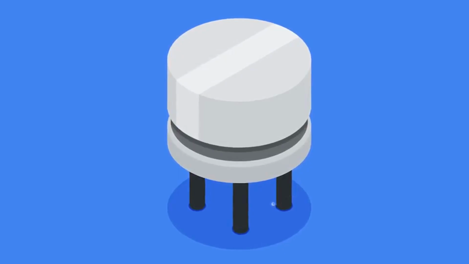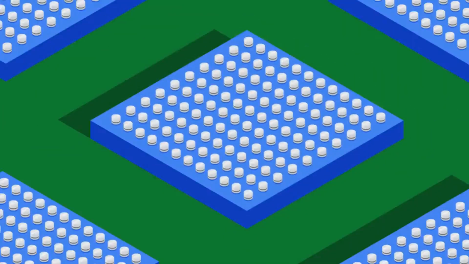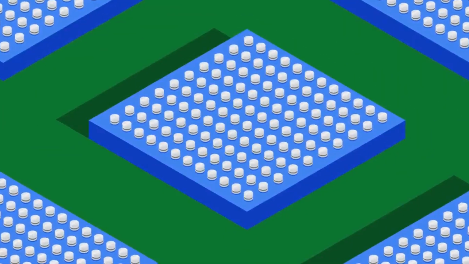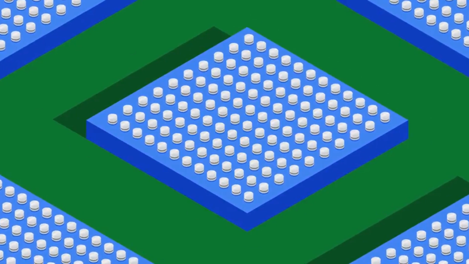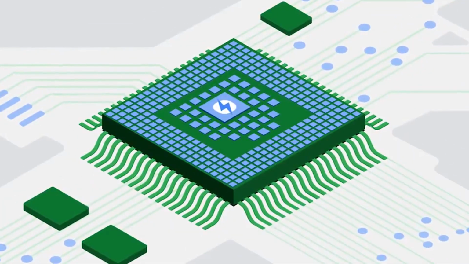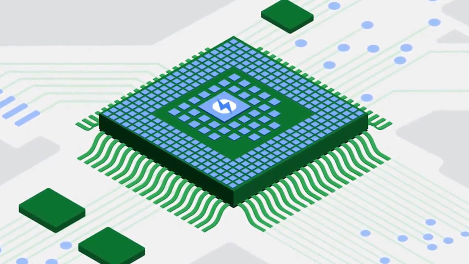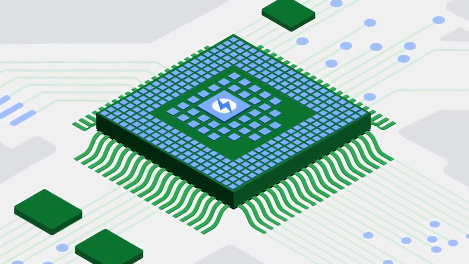A transistor can exist in two states, on or off, like a switch. When a transistor is on, electricity passes through it. When it's off, it blocks the electricity. This duality defines how computers operate. If you chain enough transistors together, each either on or off, you can create complex logic.